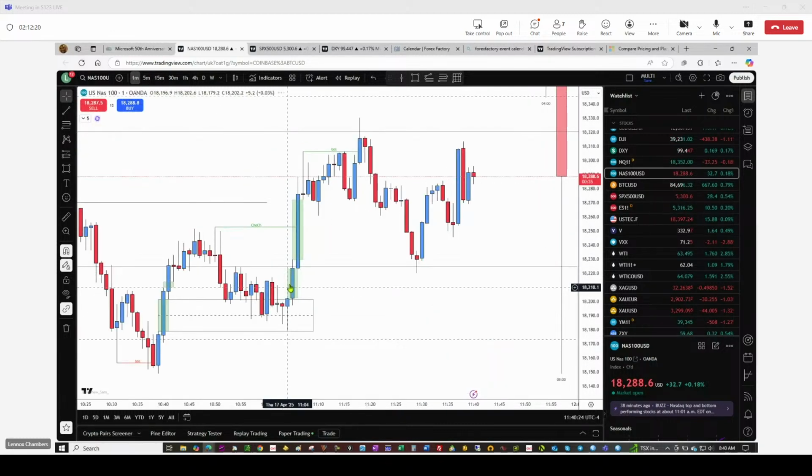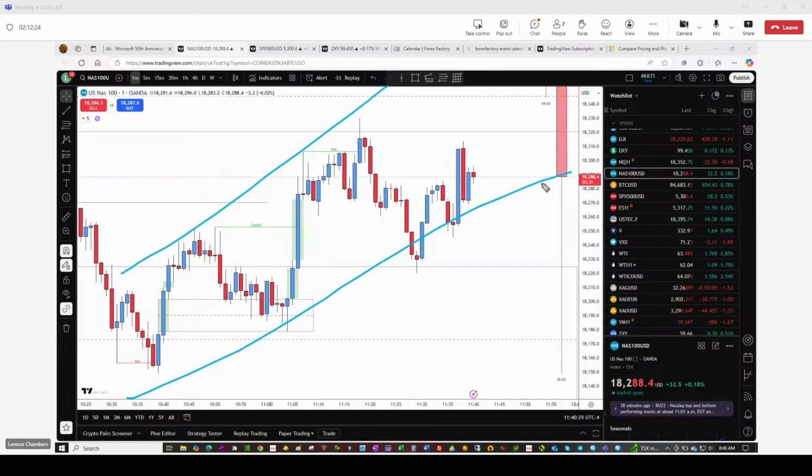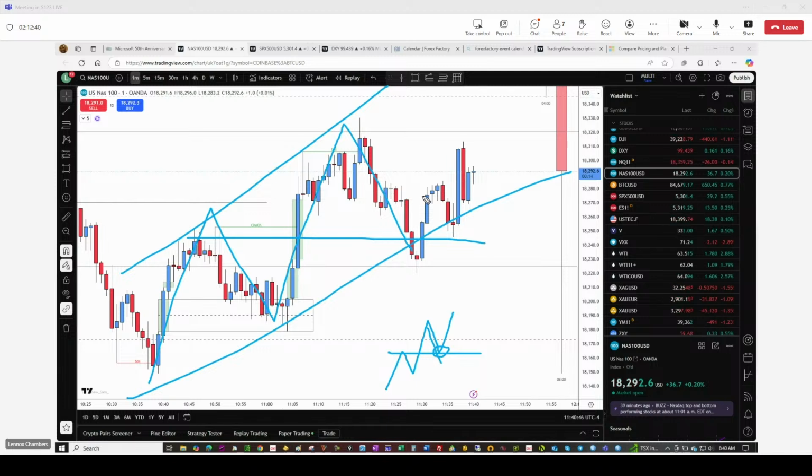So you can see the structure now when you come down to this level. We're inside this diagonal, and there's the structure. It's not an impulse, because we're breaking these levels. Once they break these levels, they're just chopping it. So there's a 1, 2. They're coming up to take out the high.